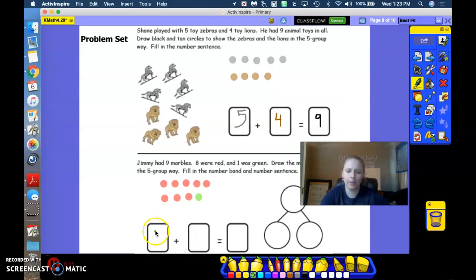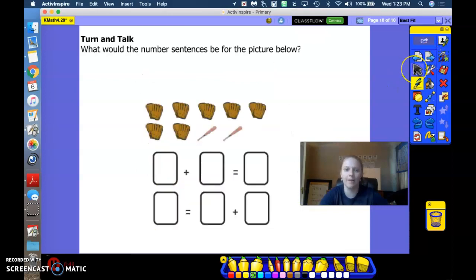How many green marbles did Jimmy have? 1. How many red marbles did Jimmy have? 8. How many marbles did he have all together? 9. Good job. I'm going to match that to my number bond now. 1 green marble, 8 red marbles, all together 9 marbles. You're doing great, friends. One more practice problem.